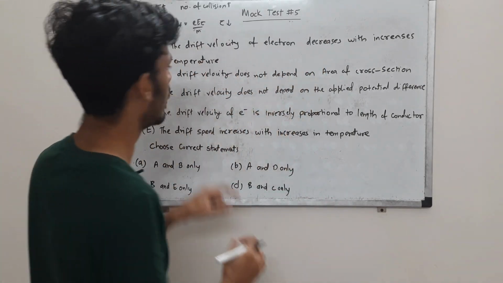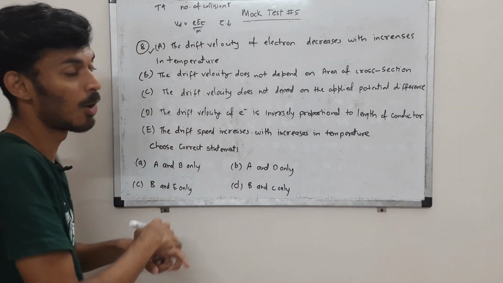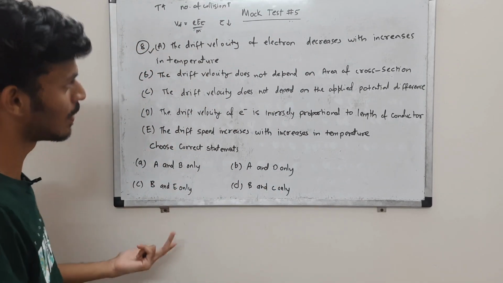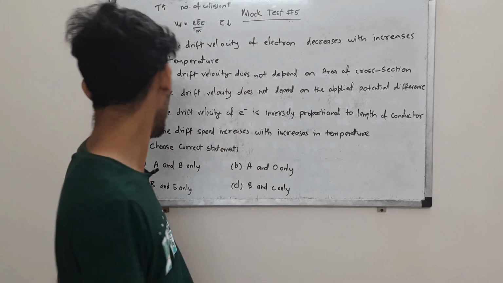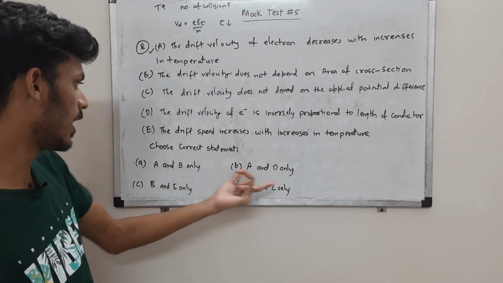Okay, tau will decrease and the drift speed will decrease. So on increasing the temperature, the drift speed decreases. So A is correct. The drift, so either option A or B.